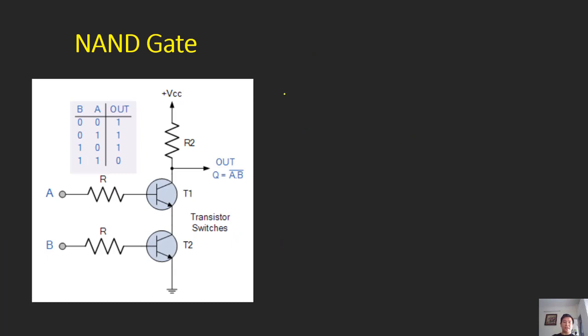The NAND gate. You can see the NAND gate symbol is like this. Similar to the AND gate, but we have a small circle at the output. A, B, and this is Q. The definition of the NAND gate is that if both A and B are true, then Q is not true. That is the NAND gate. You can consider one example.